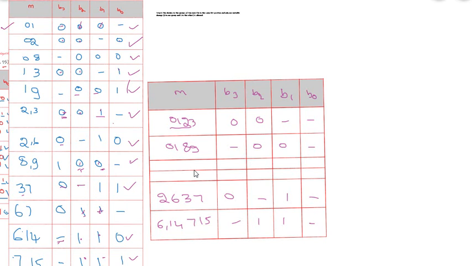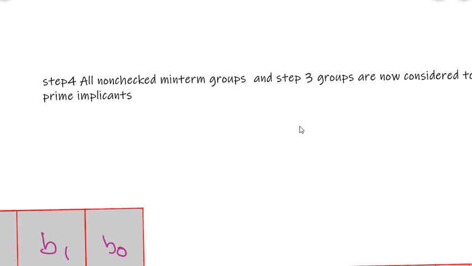The groups are: 0 1 2 3 is one group, 0 1 8 9 is one group, 2 6 3 7 is one group, and 6 14 7 15 is one group. In step 4, we check whether any non-checked minterm group remains, and whatever groups we got in step 3, we consider all of them as prime implicants, and from that we make one more table.